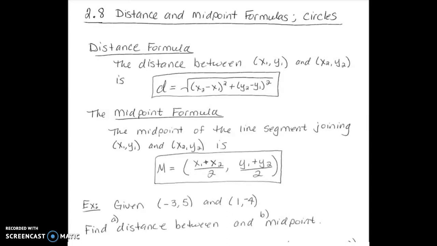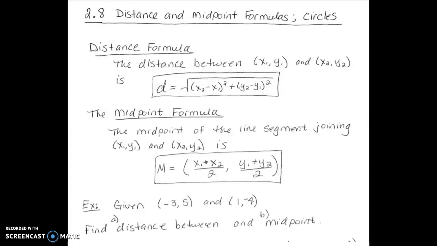So the distance formula says that the distance between the point x1, y1 and the point x2, y2 is found by taking the square root of x2 minus x1 squared plus y2 minus y1 squared. So basically you're going to subtract the x's and square, subtract the y coordinates and square, add those results together, and then take the square root.